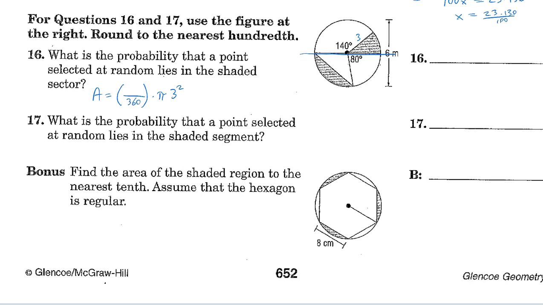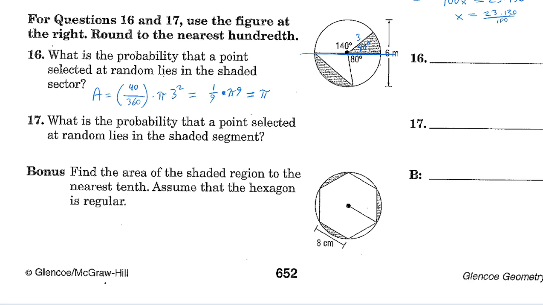Well, this goes through the center, so it's 180. That means the leftover here is 40 degrees because we had 40 up top. So that means we have 40 degrees of this. So that's equal to 1/9 times pi 9. Or in other words, we have the area is exactly equal to pi.